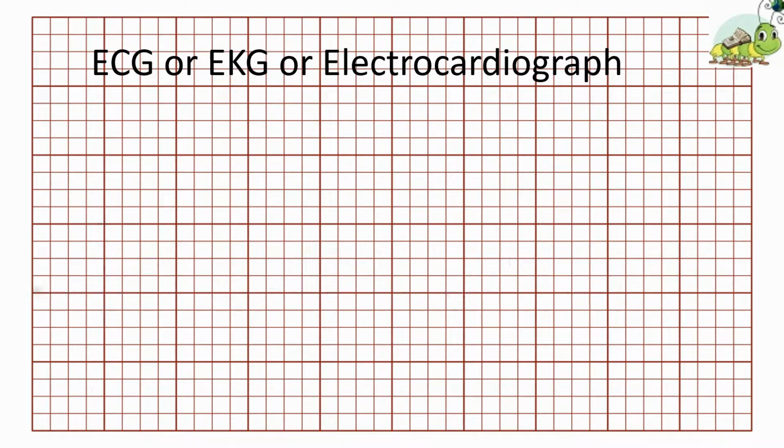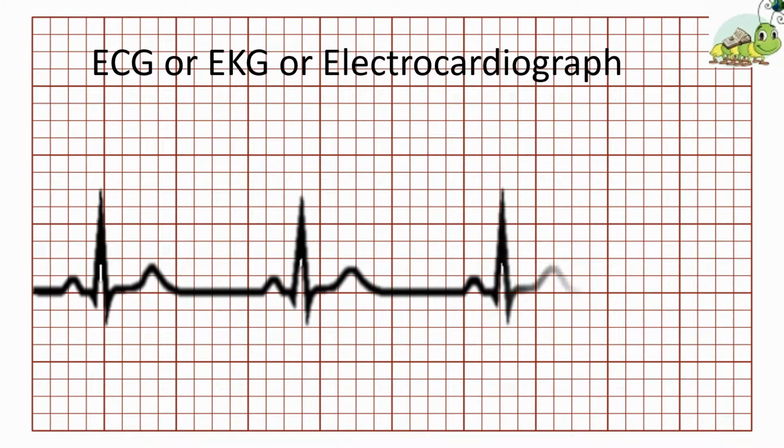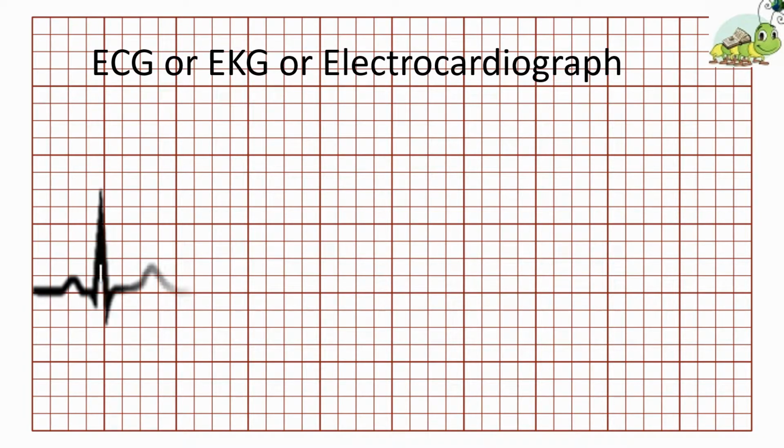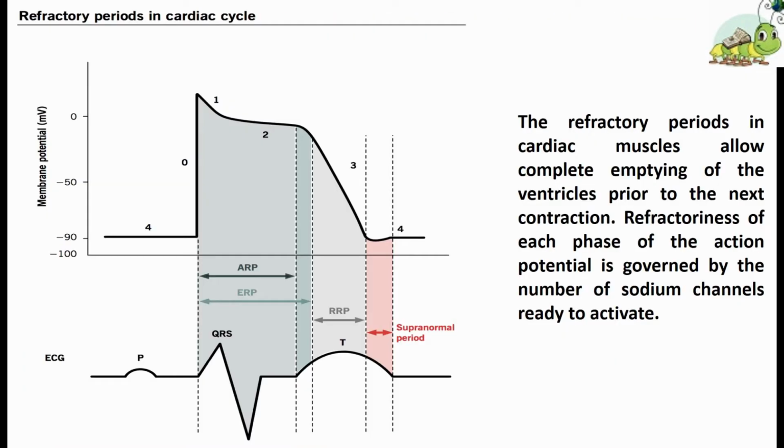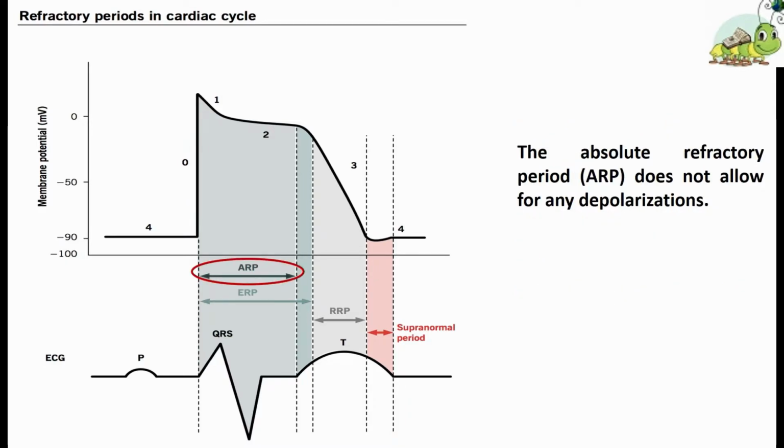Different degrees of refractoriness are encountered during an action potential, reflecting the number of fast sodium channels that have recovered from their inactive state and are capable of reopening. Absolute refractory period, meaning ARP: the cell is completely unexcitable to a new stimulus.